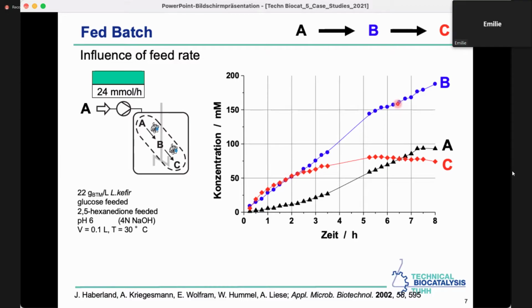Maybe substrate inhibition? Sorry? No, you see, the answer is directly on the transparency. We don't have any information on kinetics now, and I don't give you any information on kinetics because the answer is directly shown in front of you. So I introduce this transparency: we have a feed rate of A, that's the starting material, the diketone, of 24 millimole per hour. So what do you see in this plot? What does this curve of A tell you?